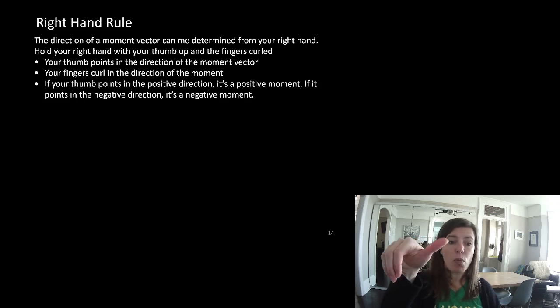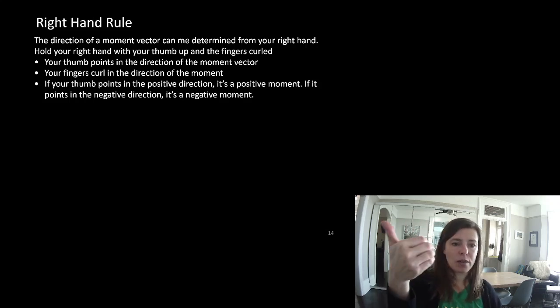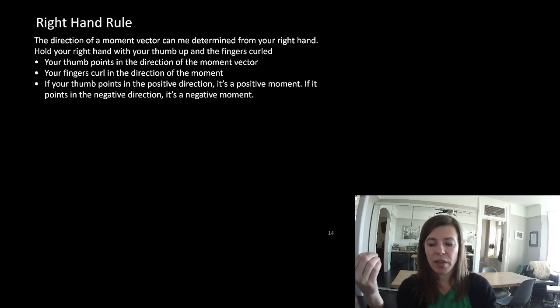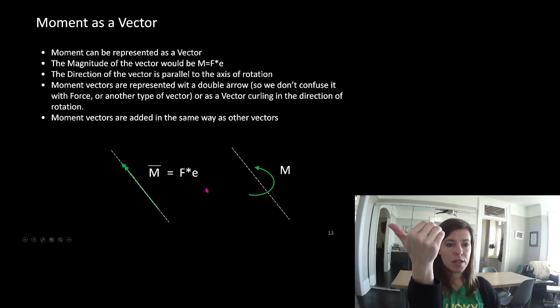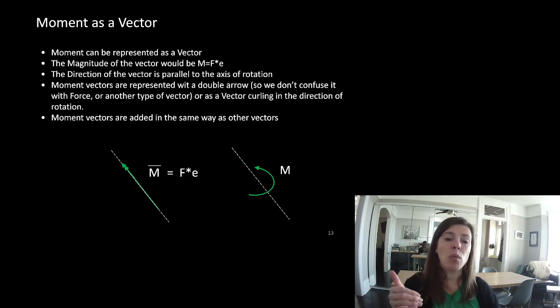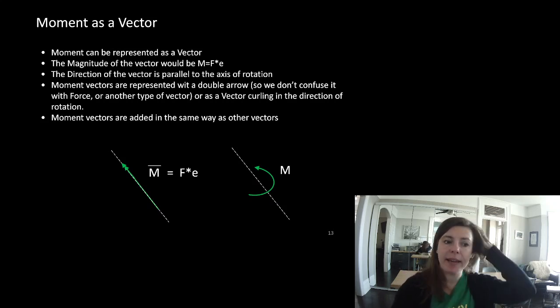Okay, so if we went back to that one that we showed on the last slide, you can see that my thumb is pointing in the same direction as the vector, and my fingers are curling in the same direction that the moment is spinning. This right hand rule is going to be very helpful when we're talking about what direction a moment is, if it's positive or negative. And you'll see what I mean by that in a few minutes.